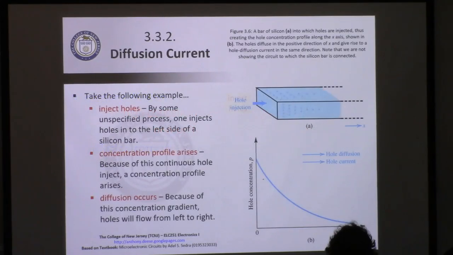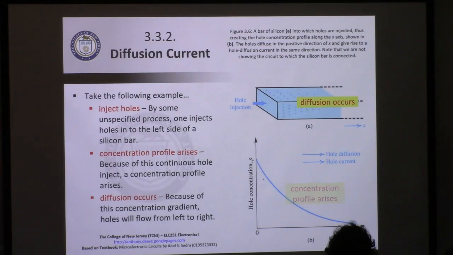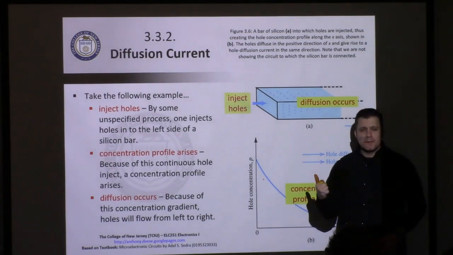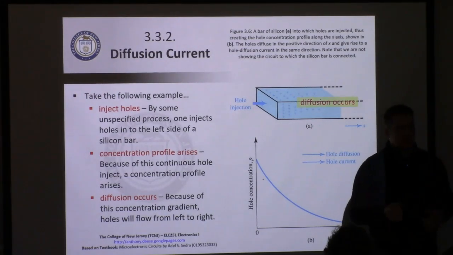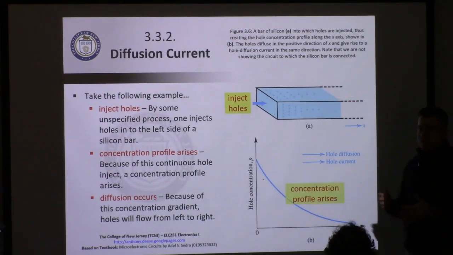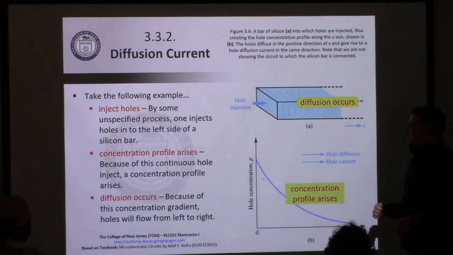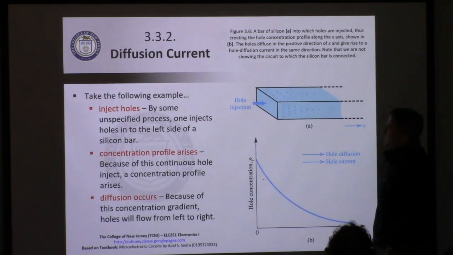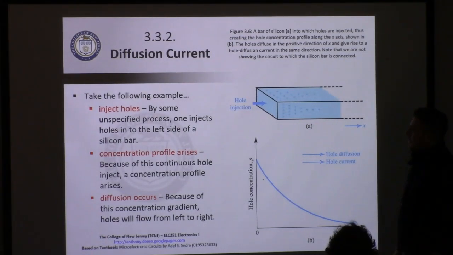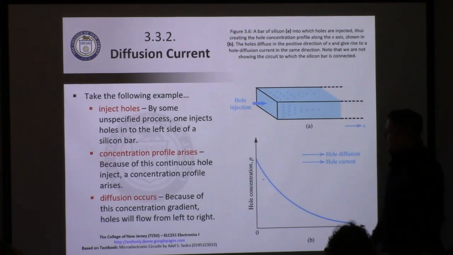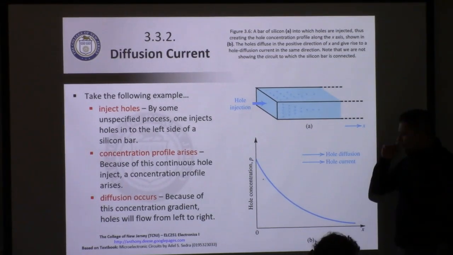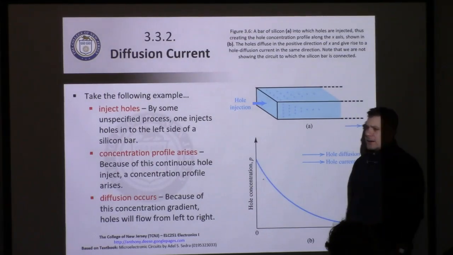If we take a look at an example, and this is from the textbook, let's imagine that we have a syringe that we can fill with these holes. Obviously, you can't really do this, not directly at least. And we inject it into the left-hand side of this block of silicon. What will happen is, at least initially, you'll have a concentration profile that will show up that looks like this. Where you injected it in, there'll be a lot.